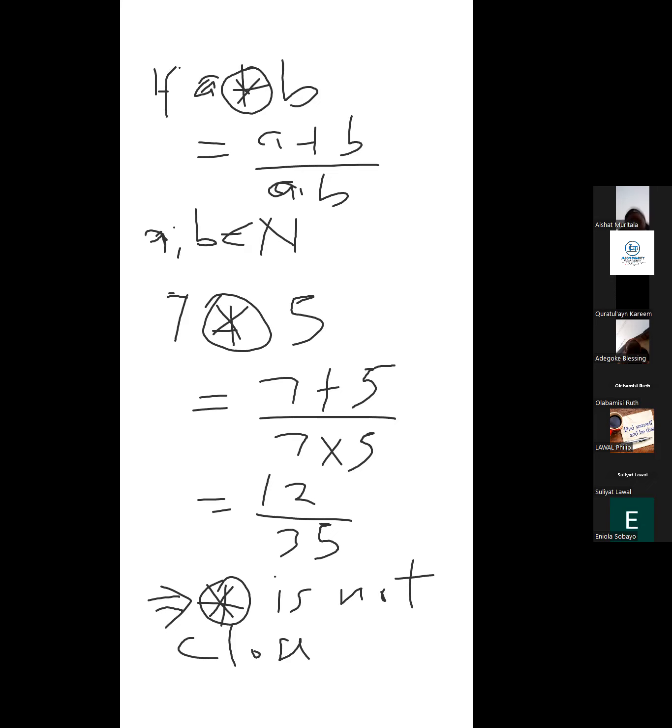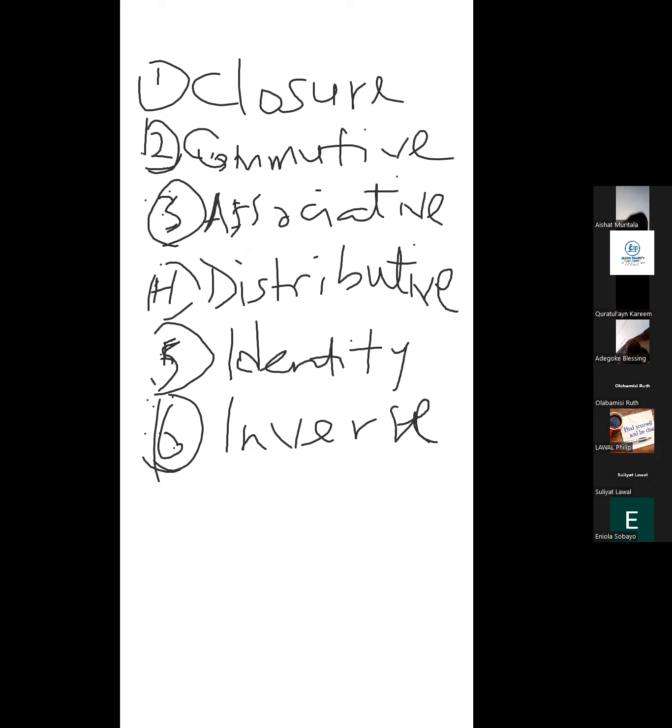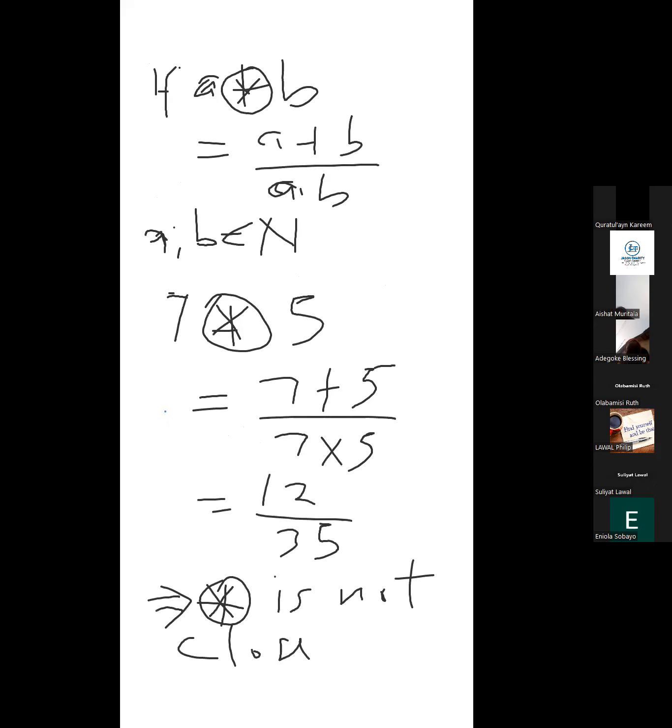All right, let's talk about the next property. We've done closure, and we all understand closure. So let me just mark it. Now let's talk about commutative property. I'm going to use that last example to demonstrate commutative property. But I can also tell you that it doesn't work like that for all the operations. So let's go for commutative property. That is what we are doing now.